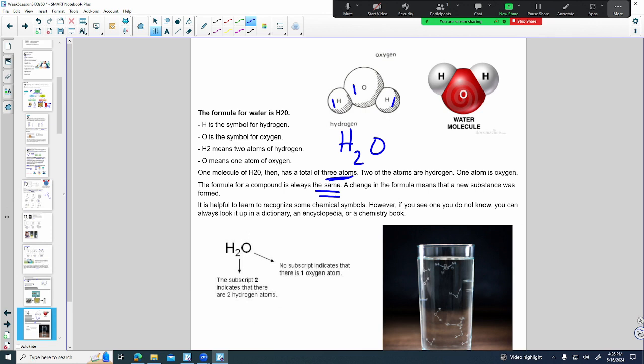So it's helpful to learn to recognize some chemical symbols. However, if you see one that you don't know, you can always look it up in the dictionary. You can also Google it, or you can look at a chemistry book if you have one. So this number that's below the letter is called a subscript. If you don't see a subscript, that just tells you there is one atom of that element.